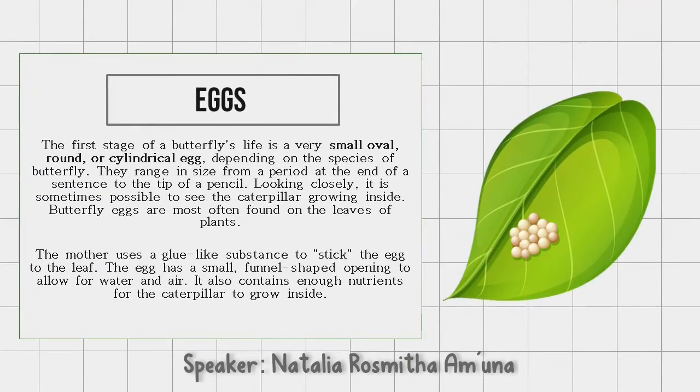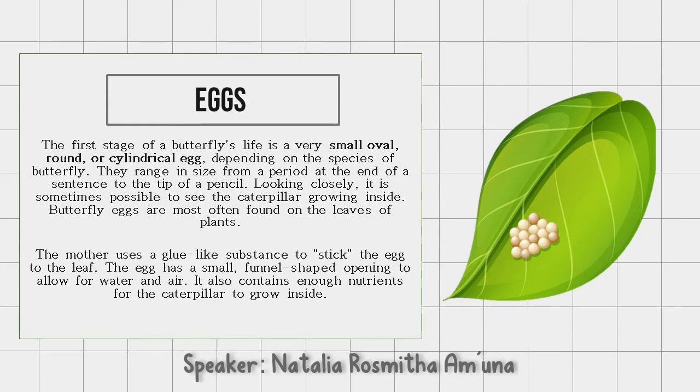Stage 1. Egg. The first stage of a butterfly's life is a very small oval, round, or cylindrical egg, depending on the species of butterfly. They range in size from a period at the end of a sentence to the tip of a pencil. Looking closely, it is sometimes possible to see the caterpillar growing inside.